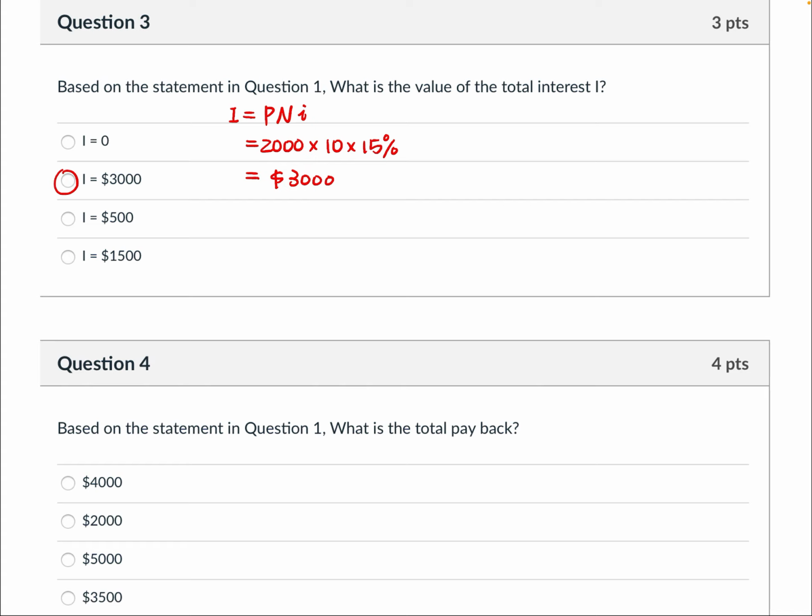And what is the total payback for question number 4? Total payback should be P plus I, principal plus the interest. So 2,000 plus 3,000, that is 5,000.